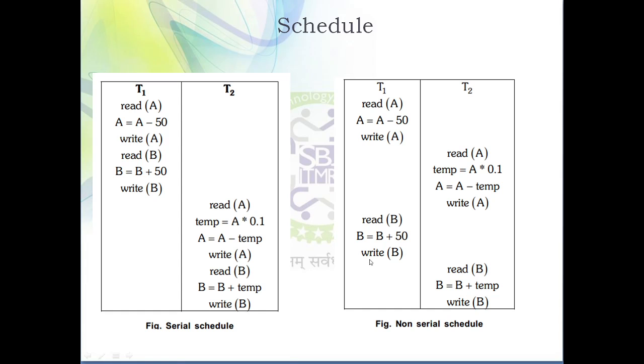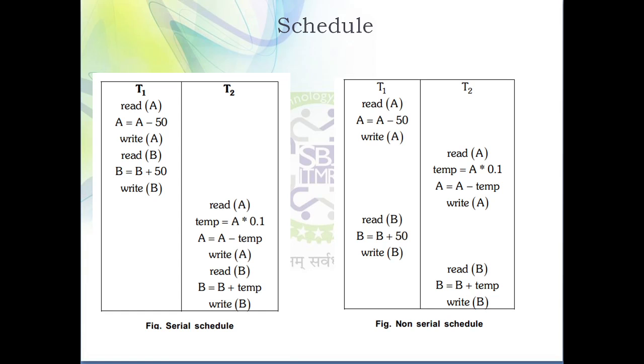Then this is a non-serial schedule. So here what is your observation? Here you can see that transaction T1 is partially executed, then transaction T2 is executed partially, then again transaction T1 partially executed, and again transaction T2. So we can say that this is a non-serial schedule. So what do you understand? What do you mean by serial schedule and non-serial schedule?